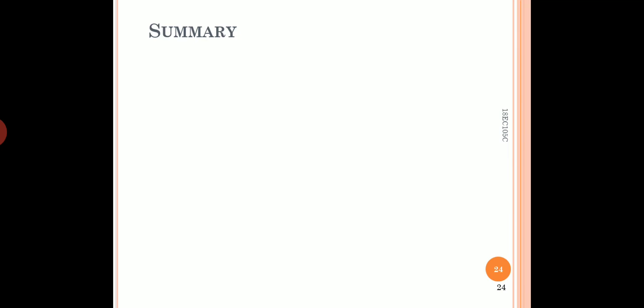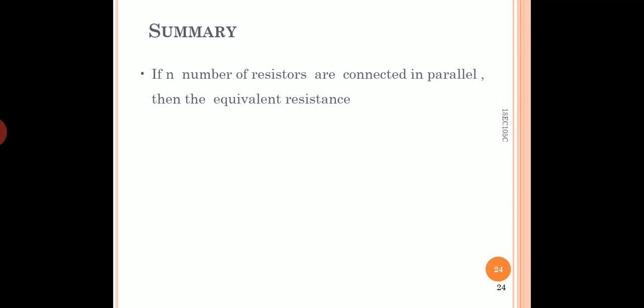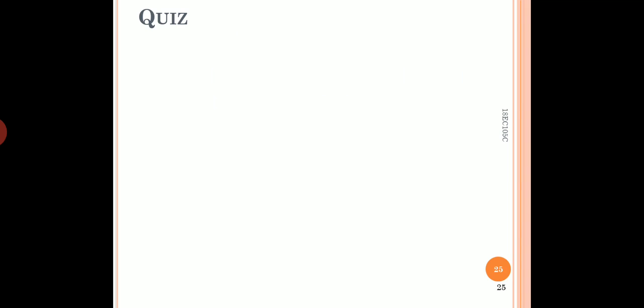Now let us summarize what we have learned about resistors in the discussion previously done. If there are n number of resistors connected in parallel, then the equivalent resistance 1 by R is equal to 1 by R1 plus 1 by R2, and so on till 1 by Rn. So this is what we have seen, and we have worked out some problems. Let us see some quiz.